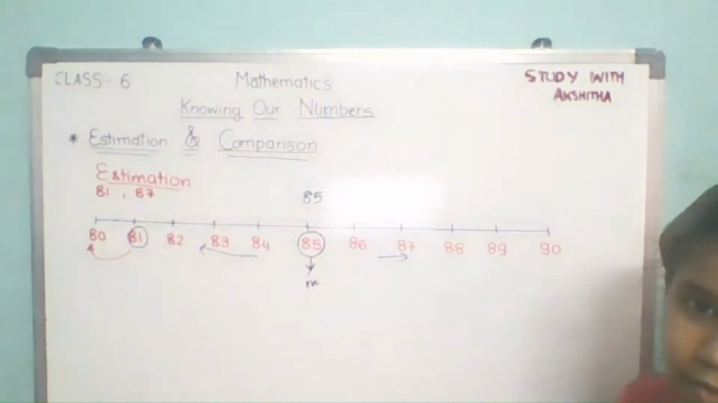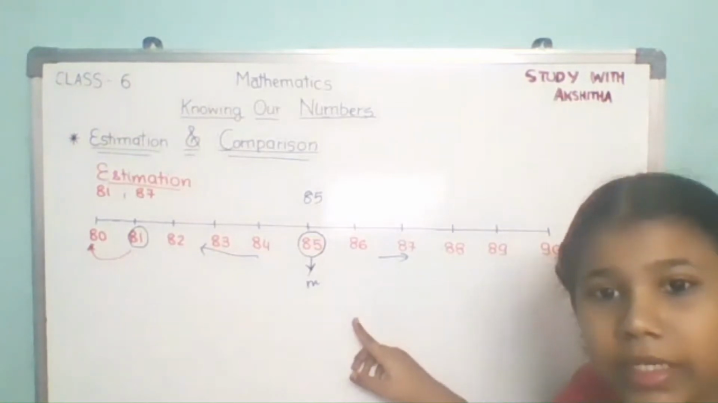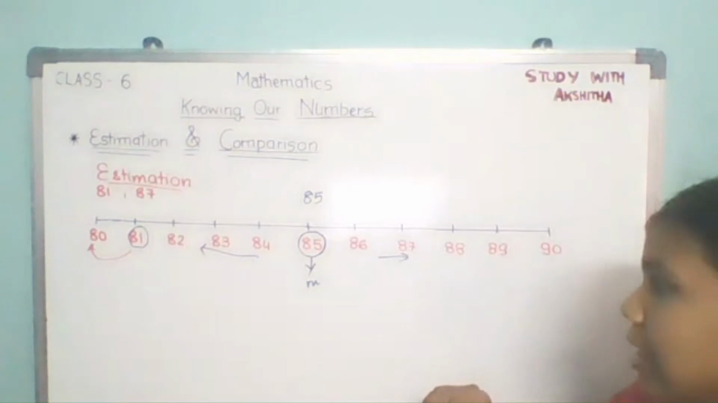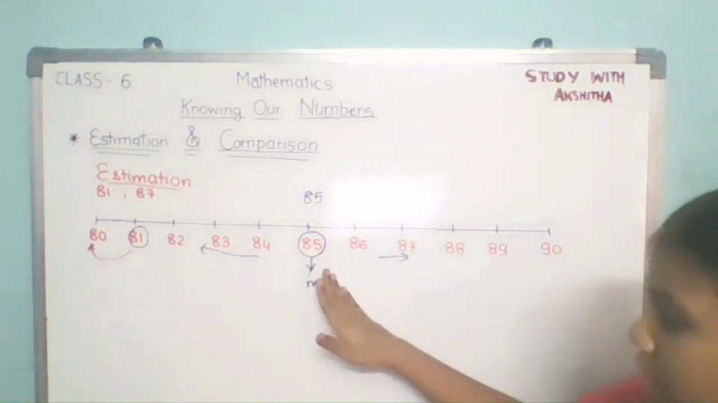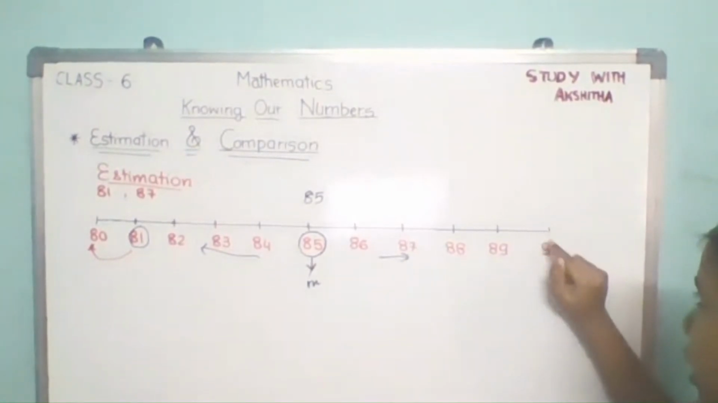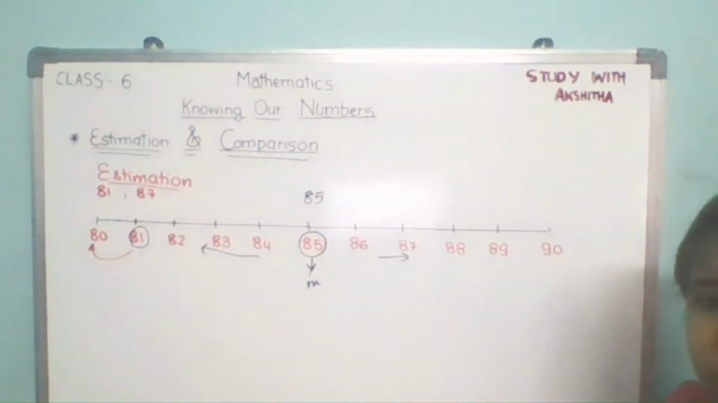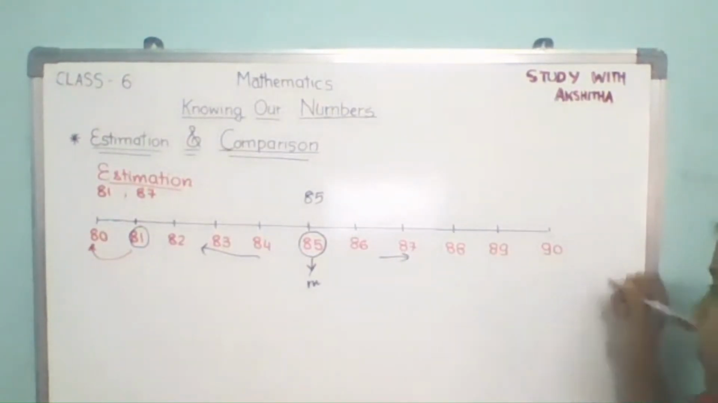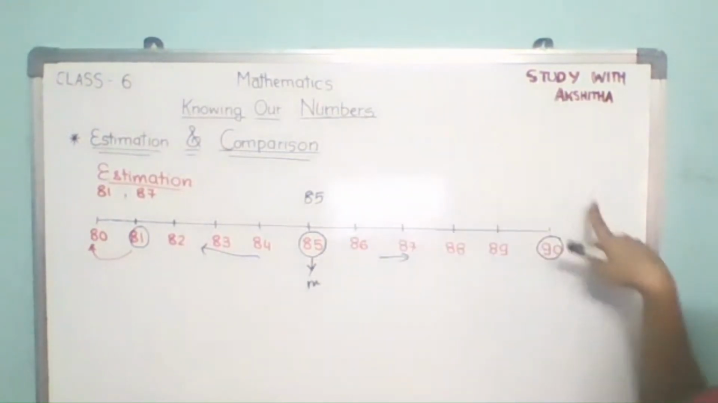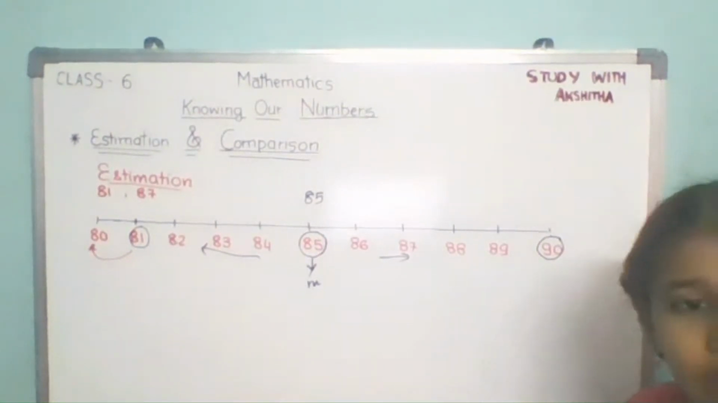So let's clarify it. If any number lies in the middle, where it is at equal distance, then by convention, it is rounded off to the next highest estimation, that is 90. If it is 85 over here, then it will be rounded off to 90. Though it is at equal distance, it will always be rounded off to the next highest estimation, that is 90. So you can take any example.